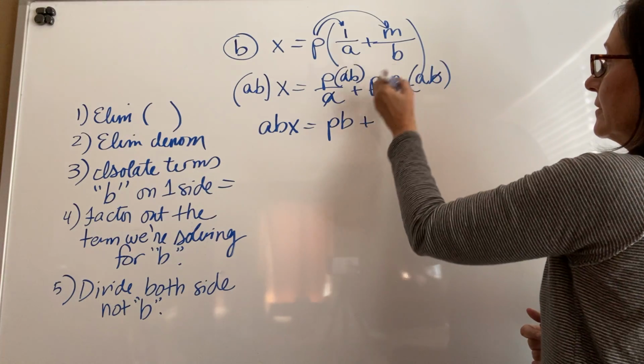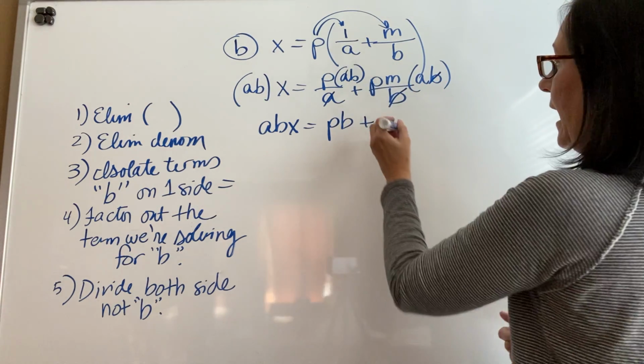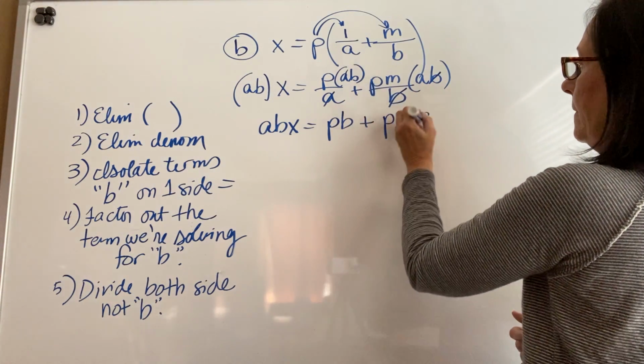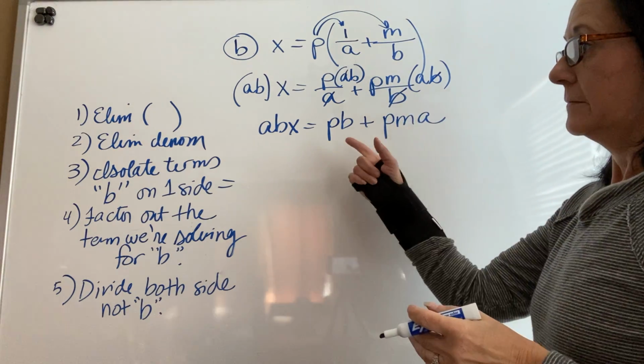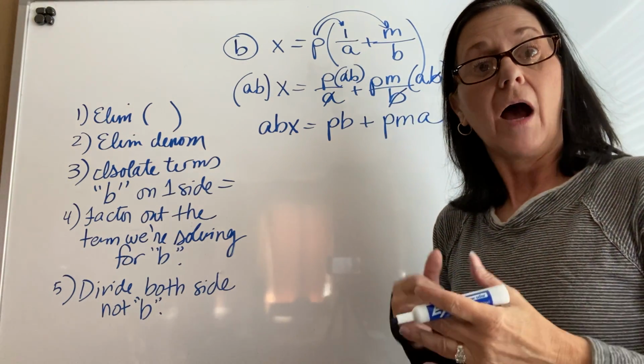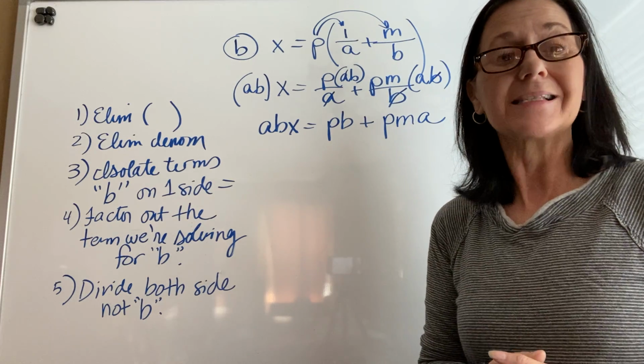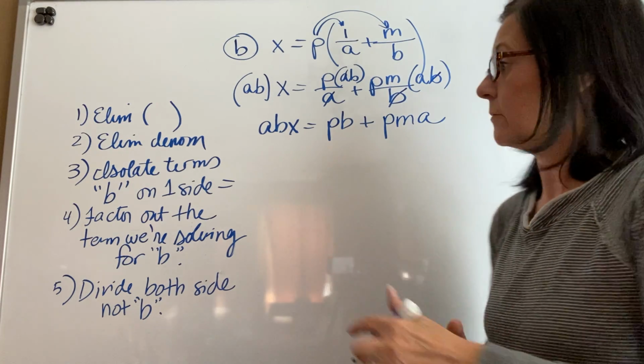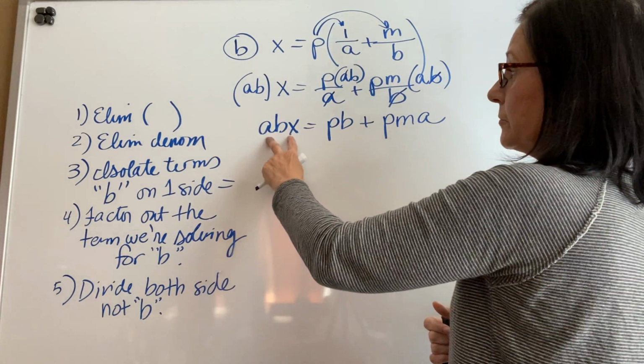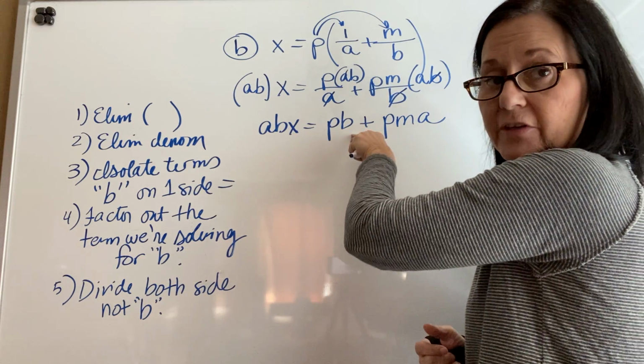This last term, my B's eliminate. I'm left with PMA. Now, I've eliminated the denominator. Now, I'm solving for b. I want every term that has a b in it on one side of the equal sign. So here's a term with a b, here's a term with a b. I'm going to move this one to the left.